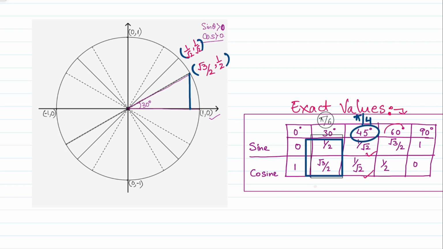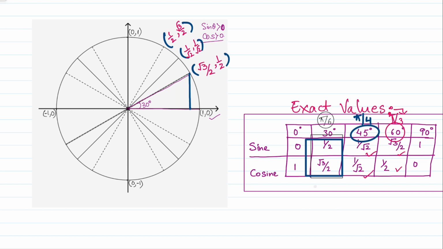All right, the next angle is 60 degrees. 60 degrees is pi over 3. So pi over 3, and we're going to use these two values. So cosine is half and sine is root 3 over 2, and we have done 90 degrees already. All right, so that completes our first quadrant.